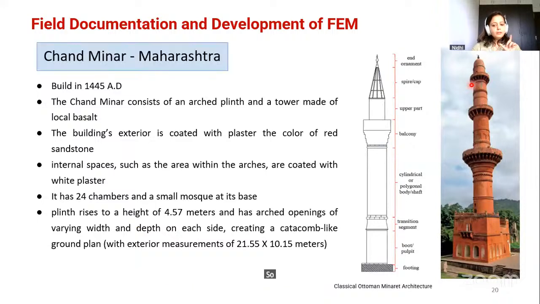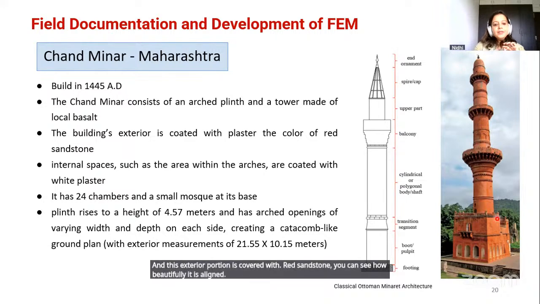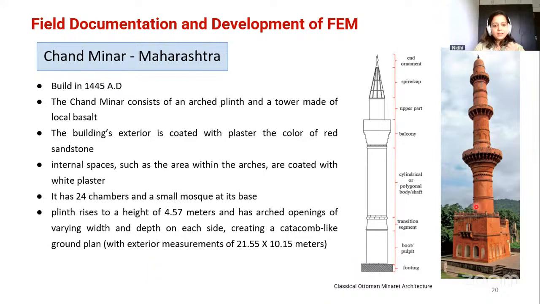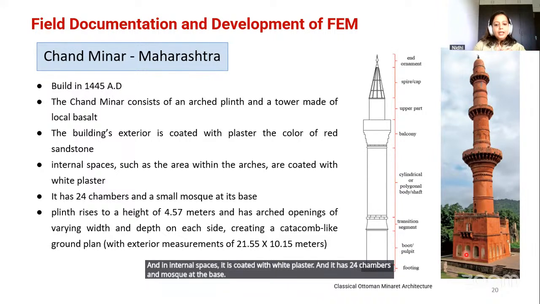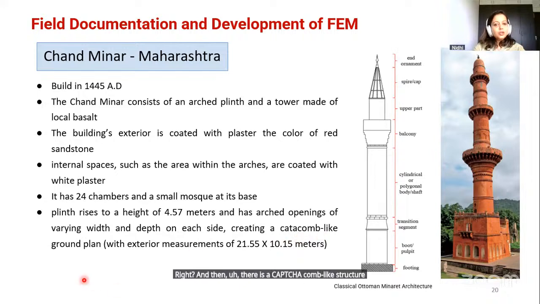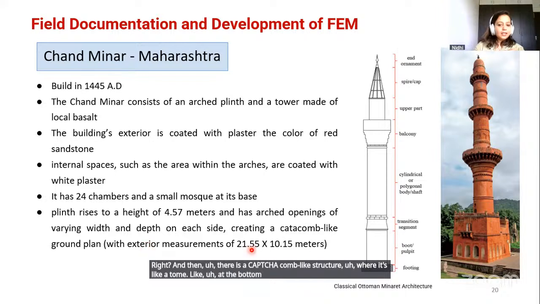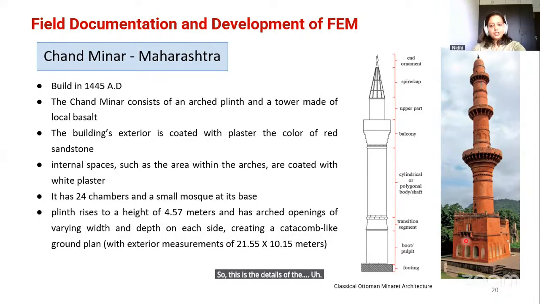First, let us consider the Chand Minar in Maharashtra. It was built in 1445 AD. The Chand Minar consists of an arch, plinth, and a tower made of local basalt. The exterior portion is covered with red sandstone. You can see how beautifully it is aligned. The internal spaces are coated with white plaster. It has 24 chambers and a small mosque at the base. There is also a catacomb-like structure, like a tomb, at the bottom. These are the details of the Chand Minar in Maharashtra.